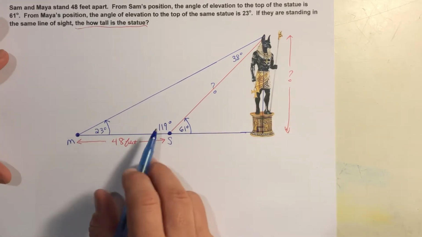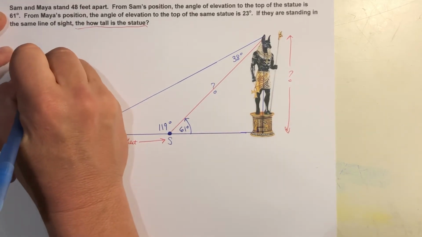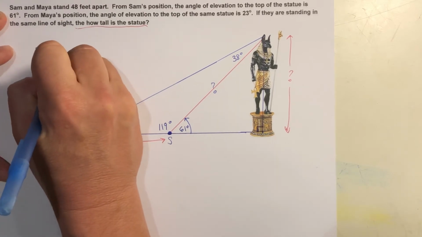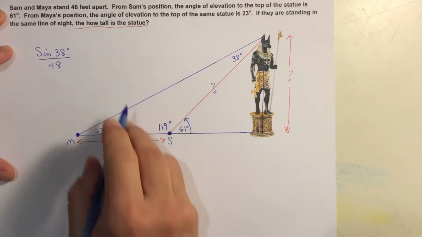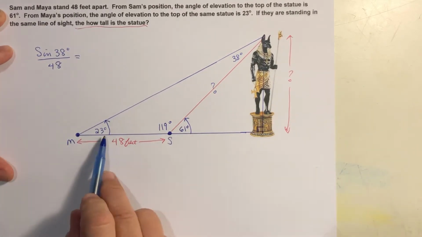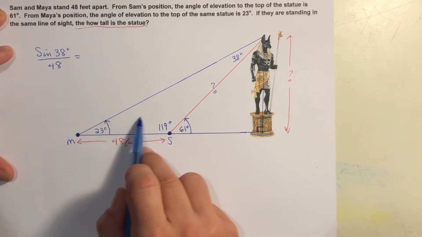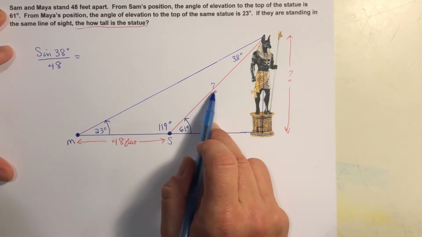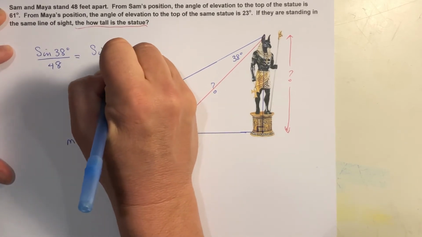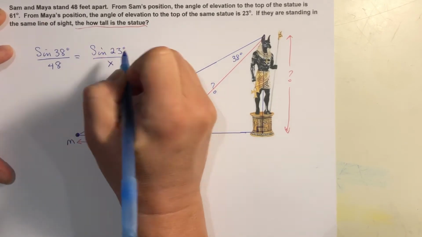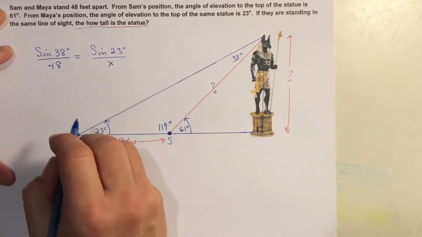So now I'm going to set it up. Ready? The sine of 38 degrees is to the side it forms, 48 feet, excuse me. And then that's the same way that the sine of 23 degrees compares to that side. Okay, I'll use x. So I'm going to say the sine of 23 degrees is to x. So when I'm done solving this proportion, I'll have this side length. We'll get to the next step in a minute.